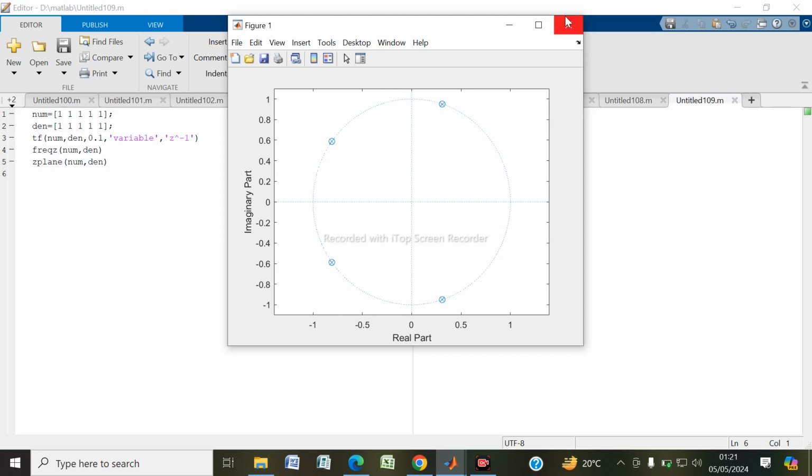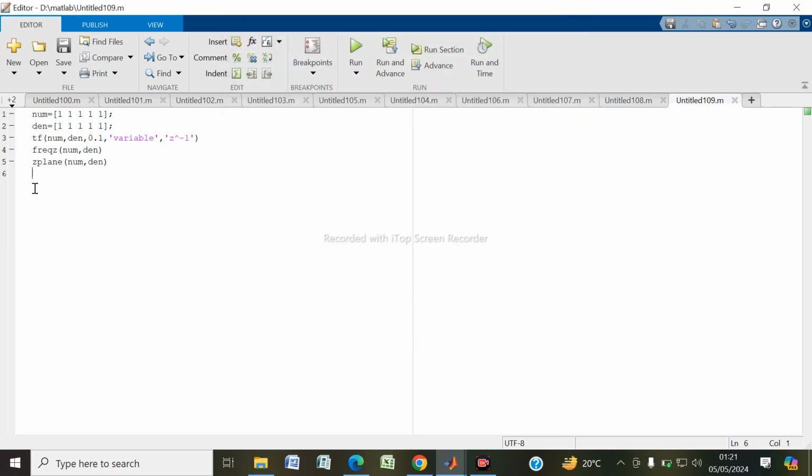To code this, we are given the numerator and denominator, we determine the transfer function, and by using 0.1 and its inverse we calculate its frequency response and then plot it. So this is all for the tasks.